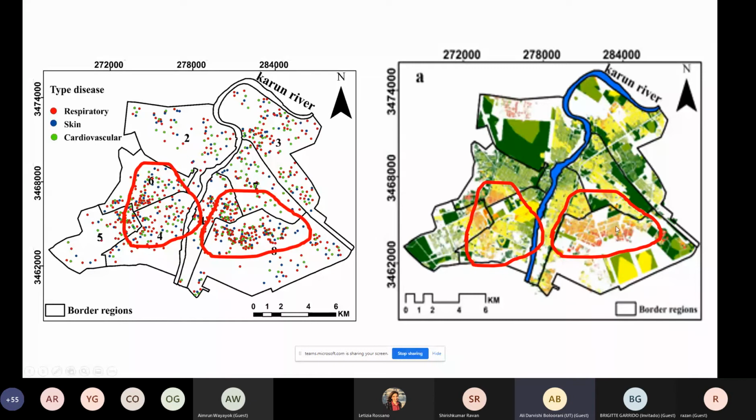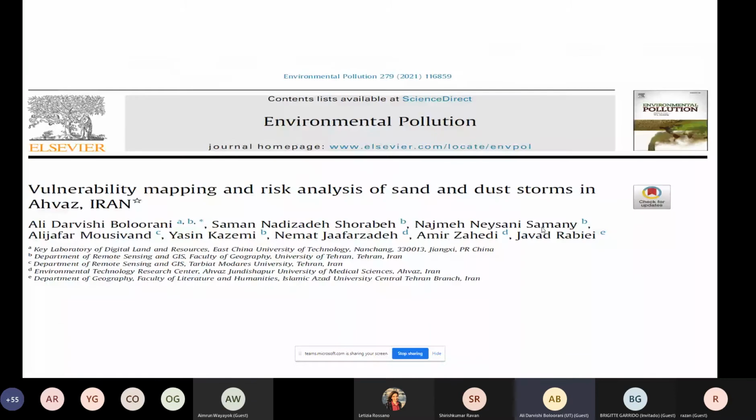And we said that this technique can be implemented in other places just to know the vulnerability to sand and dust storm from the viewpoint of health issues. This also has been published in the journal Environmental Pollution, as a vulnerability mapping and risk analysis to sand and dust storm in Ahvaz. People that have interest can find these published papers.